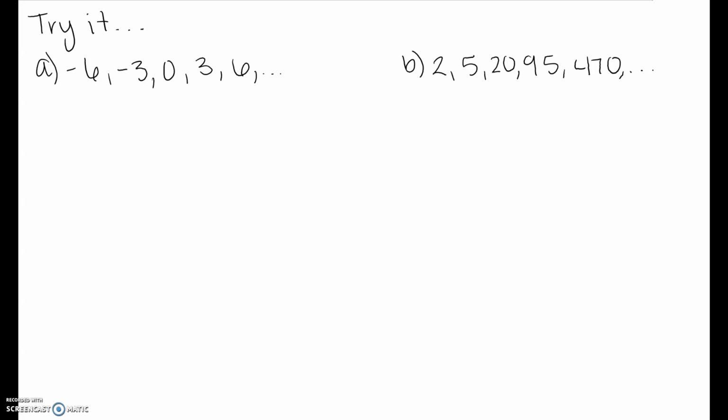So find the pattern first and then write the recursive formula. So go ahead and pause it and then try it. Okay, so the pattern here is that we are adding 3 each time.